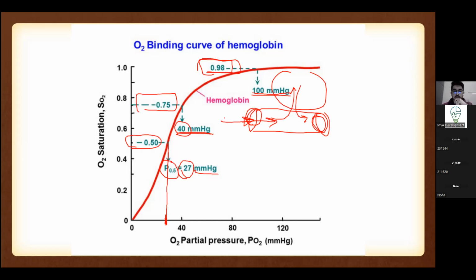So again, the mixed venous blood that comes from the heart to the alveoli is going to have a PO2 of 40 and an oxygen saturation of 0.75. When the exchange happens and the blood is about to leave, it's going to have a PO2 of 100 and a saturation of 0.98.